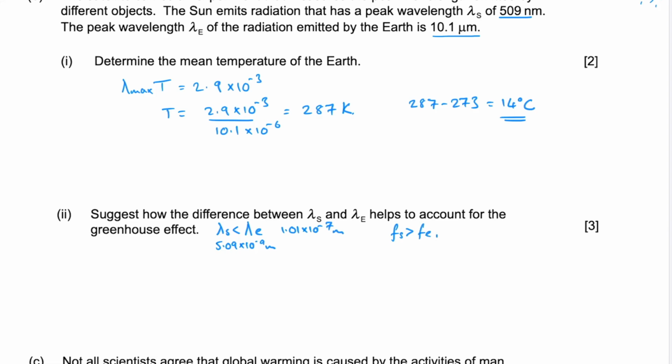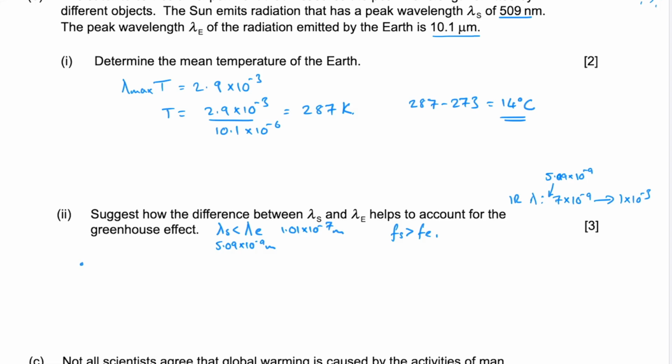The second thing we'll notice is that the infrared spectrum has wavelengths ranging from 700 nanometers, or 7 times 10 to the minus 9, all the way up to 1 millimeter, so 1 times 10 to the minus 3. And you'll notice that the peak wavelength of the sun is just outside this range here at 5.09 times 10 to the minus 9. But the Earth's radiation, the peak radiation, sits within this infrared spectrum. Okay, so why is that important? 3 marks.